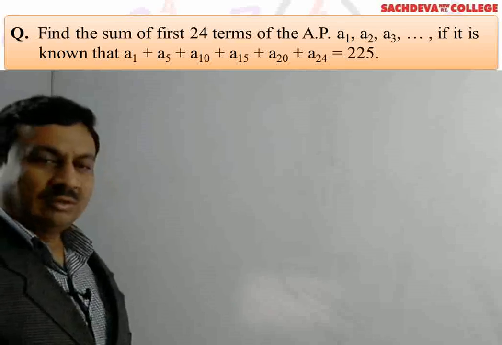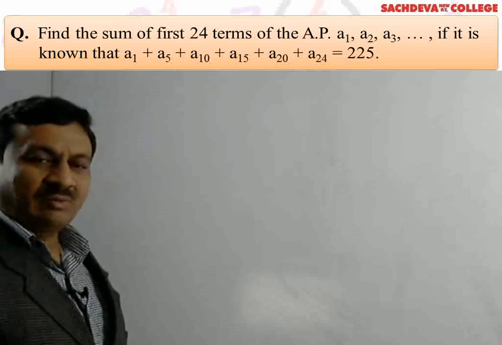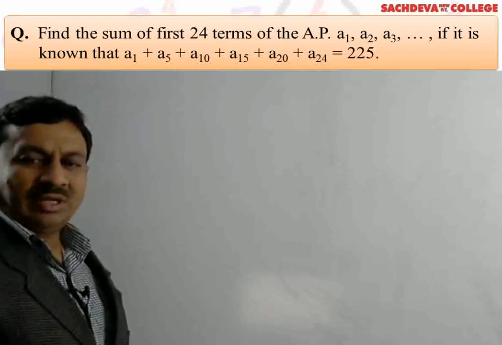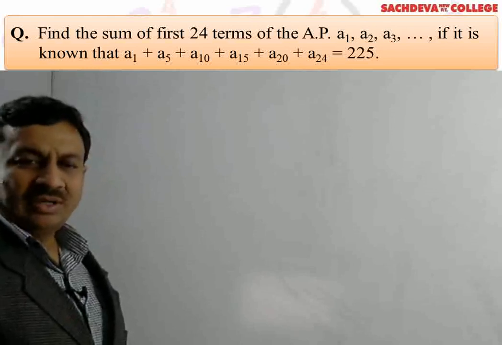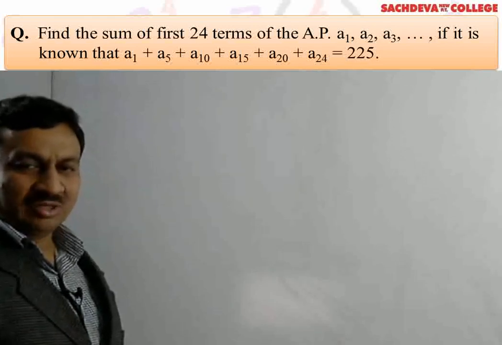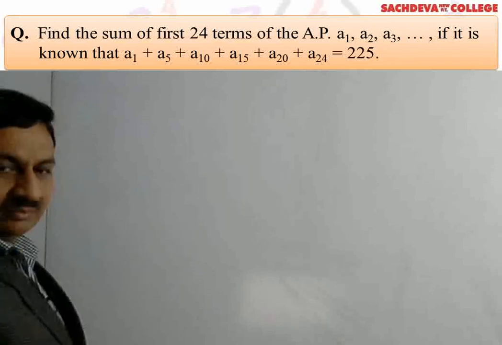Now we solve next problem. Find the sum of first 24 terms of the AP A1, A2, A3 and so on if it is known that A1 plus A5 plus A10 plus A15 plus A20 plus A24 is equal to 225.